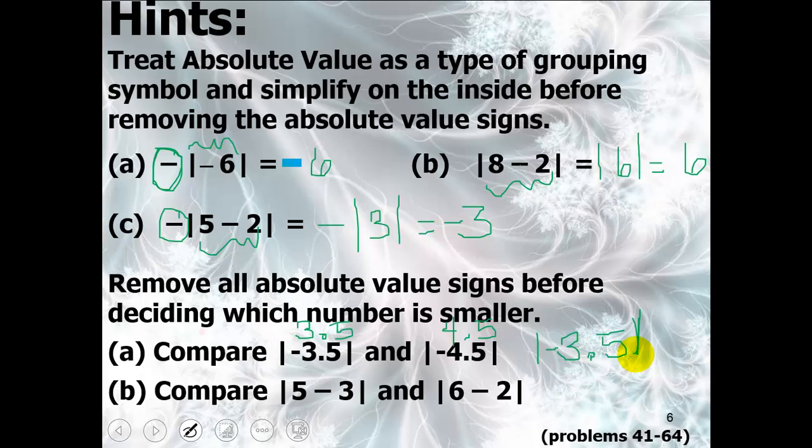Okay? Now we want to compare the absolute value of 5 minus 3 and the absolute value of 6 minus 2. Do the subtraction first. So I have the absolute value of 2 and I have the absolute value of 4. Well, the absolute value of 2 is 2 and the absolute value of 4 is 4. So which one is smaller? That would be the absolute value of 5 minus 3.